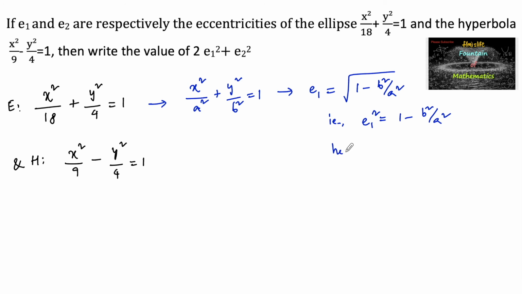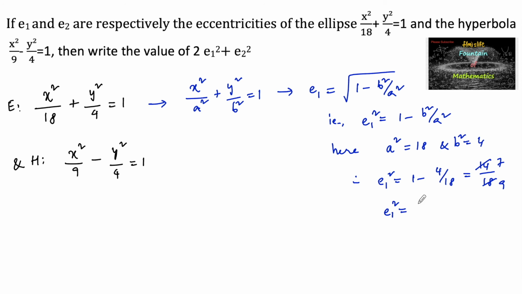So here a square is equal to 18 and b square is equal to 4. Therefore, e1 square is equal to 1 minus 4 upon 18. So 18 minus 4, it's 14 upon 18. So 2 7 times and 2 9 times. So e1 square is equal to 7 by 9.